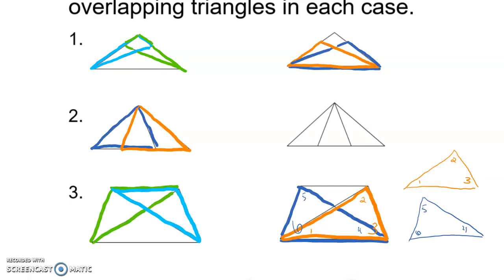Alright, so take a look at what we have here for our additional overlapping triangles in number 2. There is only that one pair of overlapping triangles, even though there are other triangles in there. The only ones that are overlapping are those two.